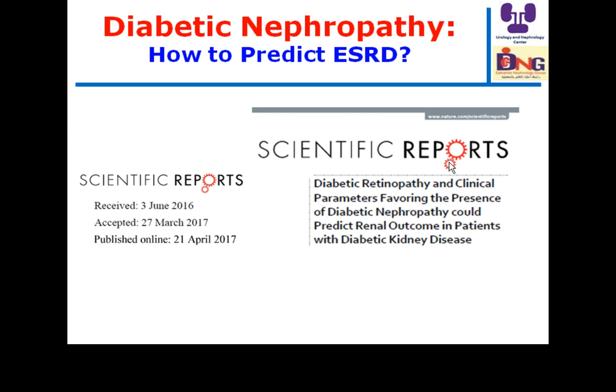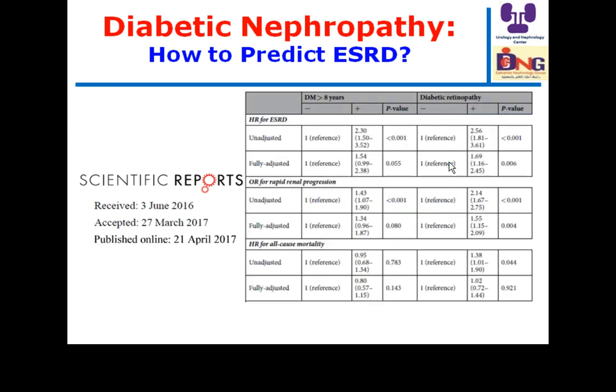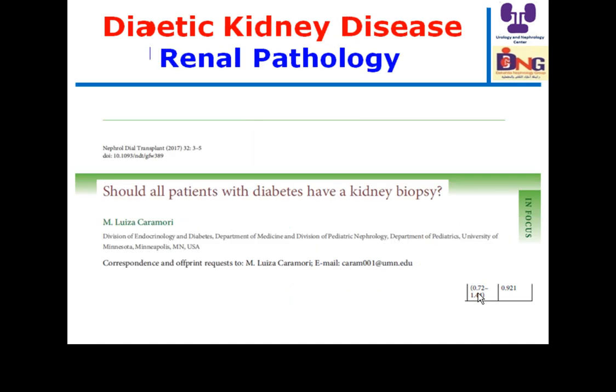Regarding the presence of retinopathy in a patient with diabetes, is it good or bad? When we are confronted with a patient with nephropathy who is diabetic, we ask for fundus examination, searching for the presence or absence of retinopathy. But the presence of retinopathy is not good news, it's bad news. Why? Because it predicts here that the hazard risk for end-stage kidney disease is higher than 1. This means it predicts the occurrence of end-stage kidney disease, predicts rapid renal progression, and predicts all-cause mortality. So the presence of retinopathy refers to diabetic nephropathy, but it is not good news because it is a predictor for progression of kidney disease and for mortality.